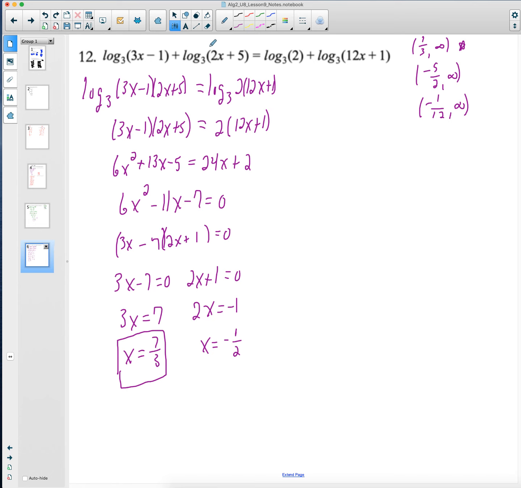One, we have 3 working domains to consider. So for the first logarithm, it would be 1/3 to infinity. For our second logarithm, it would be negative 5/2 to infinity. And then for our third logarithm, it would be negative 1/12 to infinity. And so once again, we'd want to take the interval that would work for all 3, which would be that first one from 1/3 to infinity. So we'll get rid of those 2 guys.